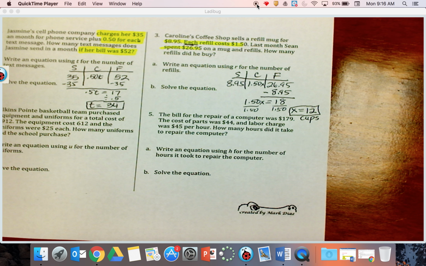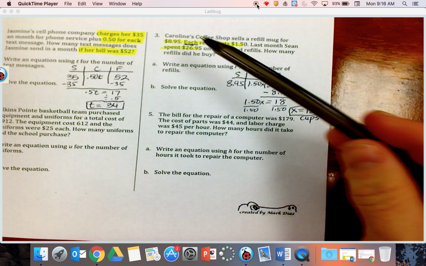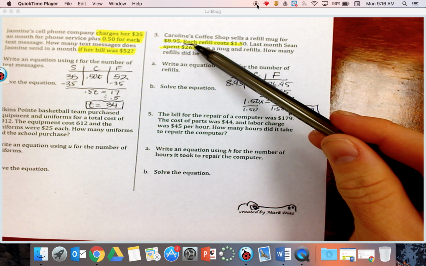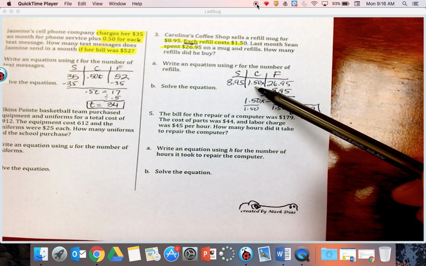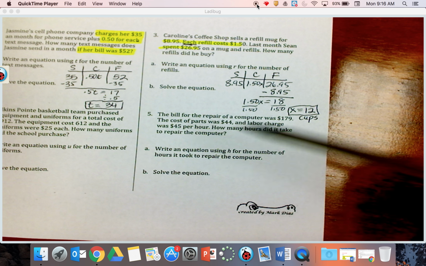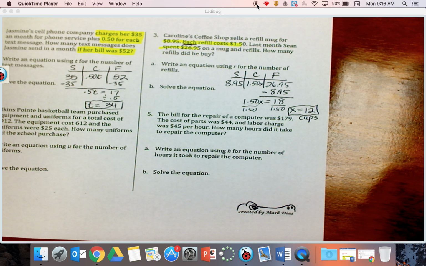So I've solved my equation. To recap what I did: there's my start, $8.95, $1.50 because I see the word each is my change and it's multiplying, and $26.95 was my total. I set it up, wham bam, there's my answer.